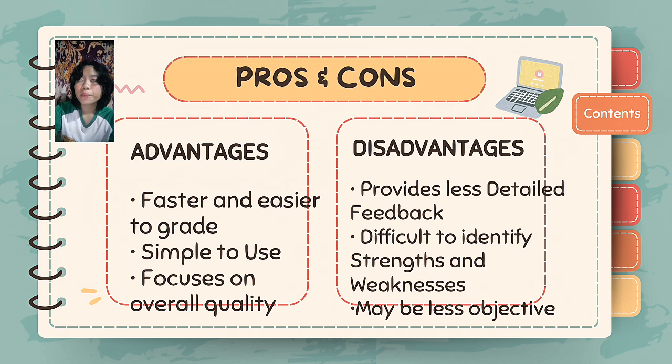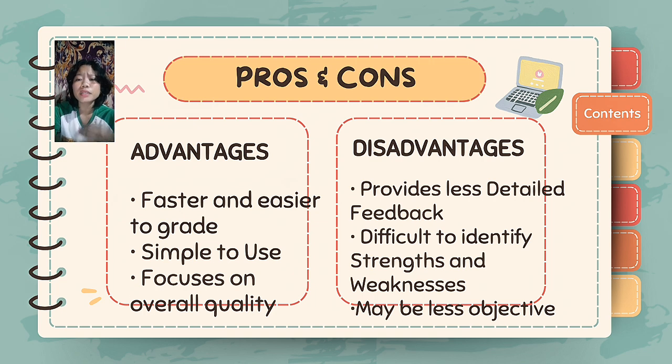So, meaning teachers can grade work more quickly because they only give one overall score instead of scoring many categories. Okay, let's say for example, if a teacher has 40 essays to check, okay, they can read each essay and quickly decide the overall level.